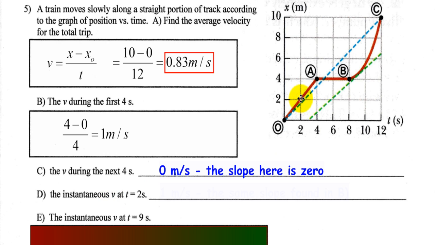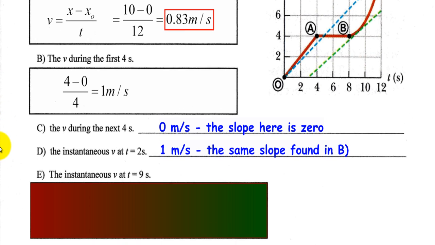Well, for the instantaneous velocity at 2 seconds, everywhere from 0 to 4 seconds had a constant slope, which means every place from 0 to 4 seconds was moving at a constant velocity. Therefore, the slope from 0 to 4 is the same everywhere, which means the instantaneous velocity at 2 seconds is the same as it would be at 1 second or 3 seconds or 0.5 seconds or 3.5 seconds, because everywhere has the same slope. So that is 1 meter per second, right, if we calculate out that slope.